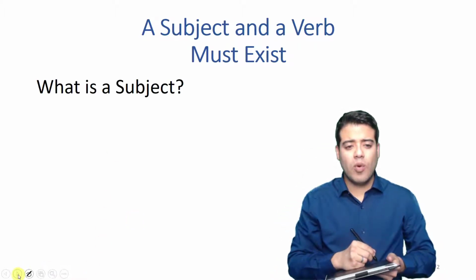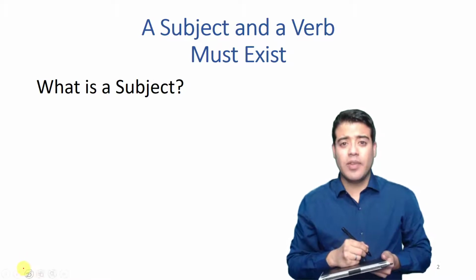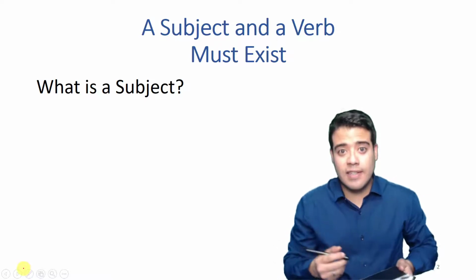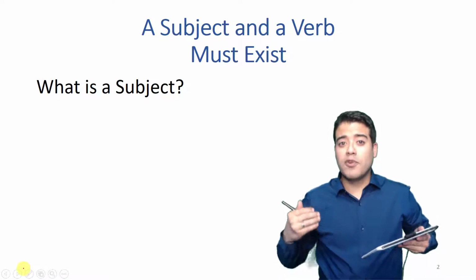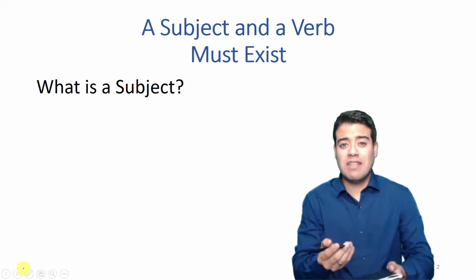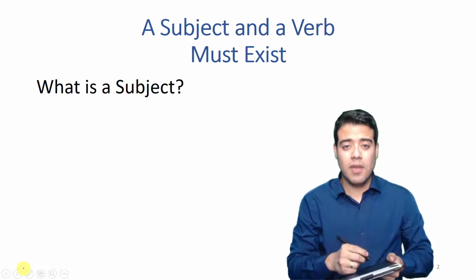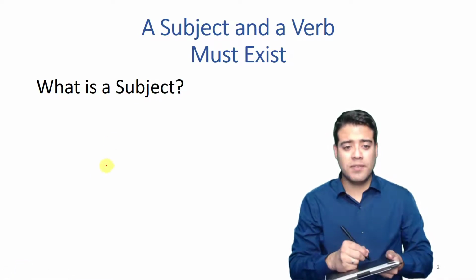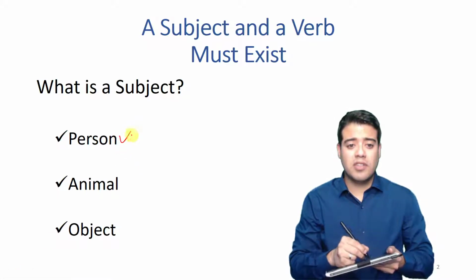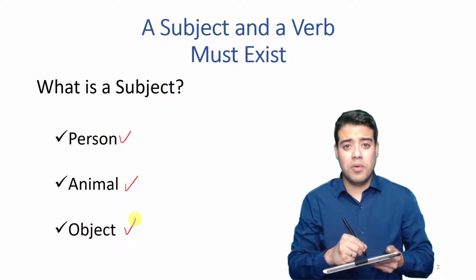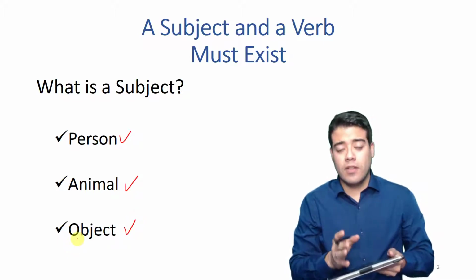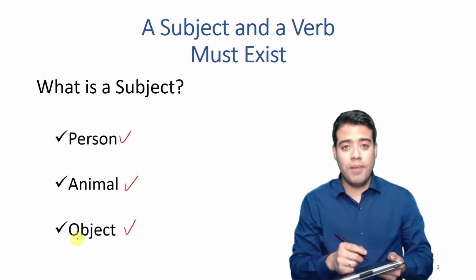So, what is a subject exactly? Well, usually a subject is either a person, an animal, or an object that usually performs an action. But sometimes the subject receives the action in the passive voice. We will see more about that in the verbs lesson. Okay, so again, a subject can be a person, animal, or an object. And today we're going to learn how to distinguish the subject from other nouns, okay?